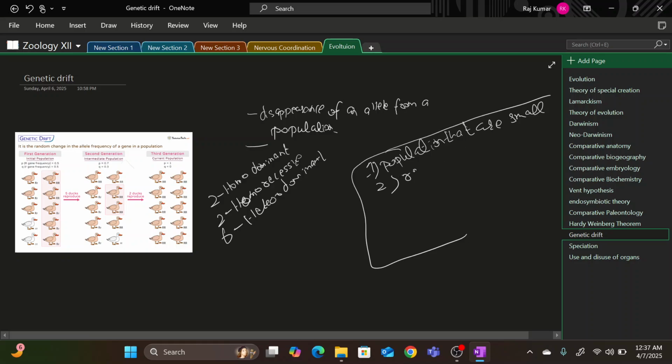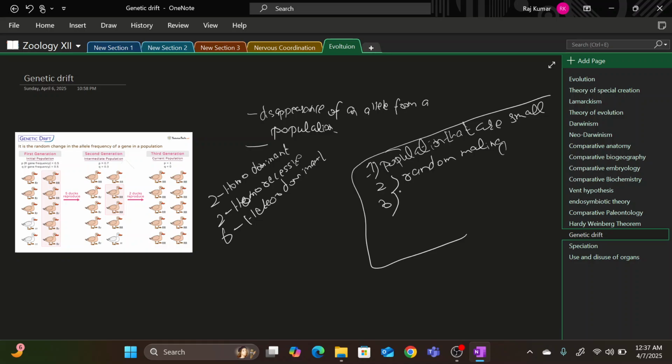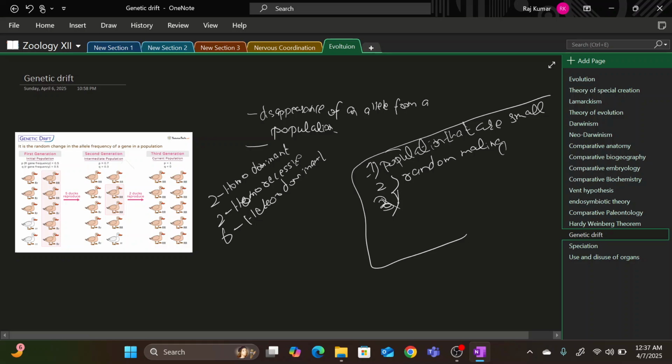Number two, there should be random mating. Number three basically involves change in allele frequency. So these are the three principles that we need to understand.